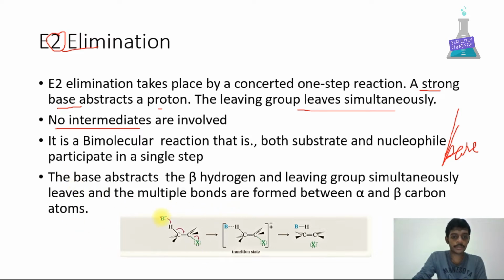Here the base abstracts the beta hydrogen. This is a beta hydrogen, this is alpha and this is beta. Here the base abstracts this beta hydrogen and this bond migrates over this carbon-carbon single bond and the leaving group eliminates, thus forming a double bond between alpha and beta carbon. This is alpha and this is beta.